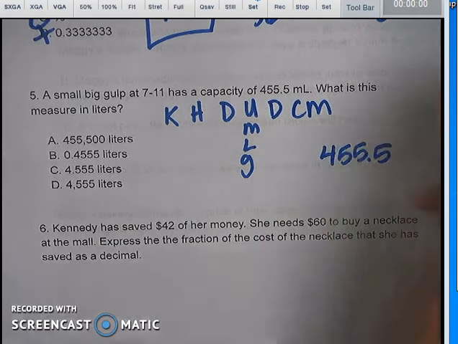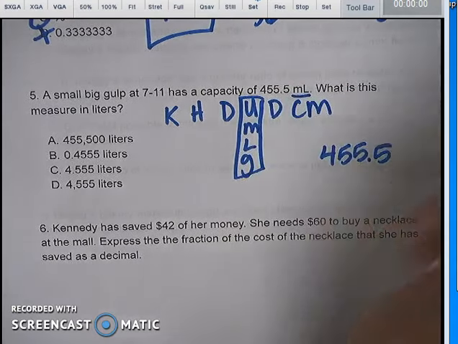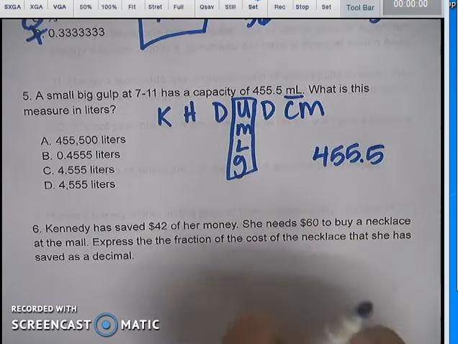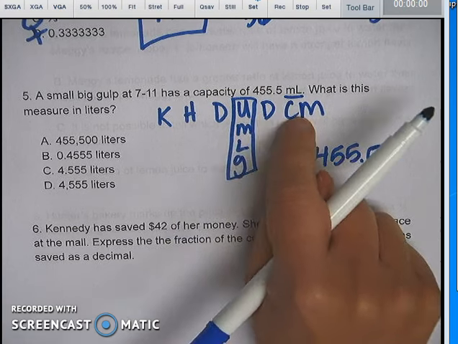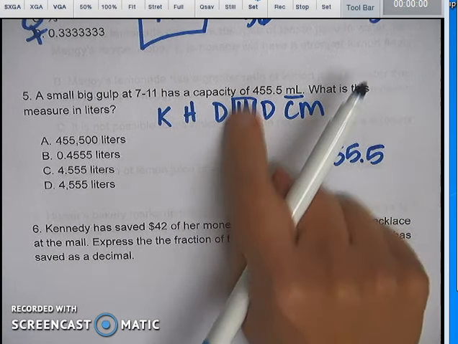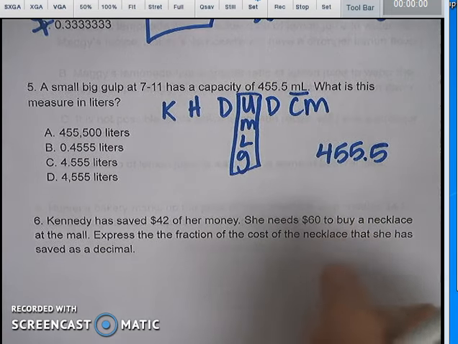You have 455.5 milliliters. Remember, these can stand alone. These have to have something else. This is a prefix. This is kilo, hecto, deca, deci, centi, milli. It has to have one of these units with it. Only meters, liters, and grams can stand alone.